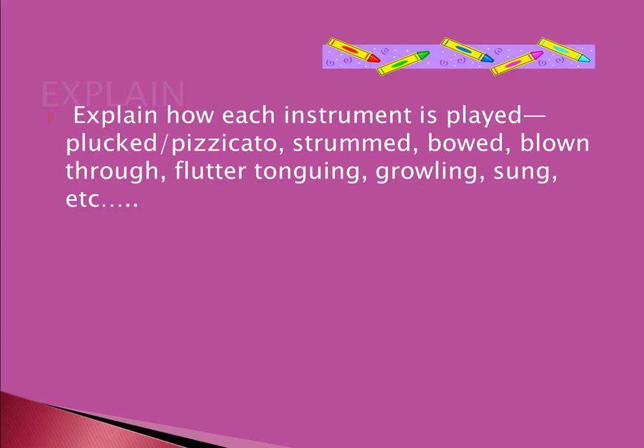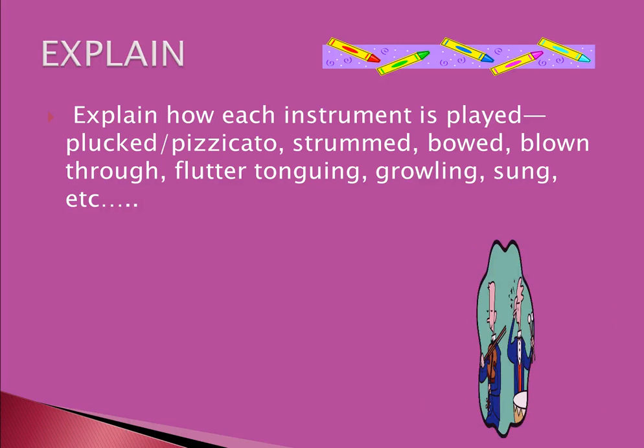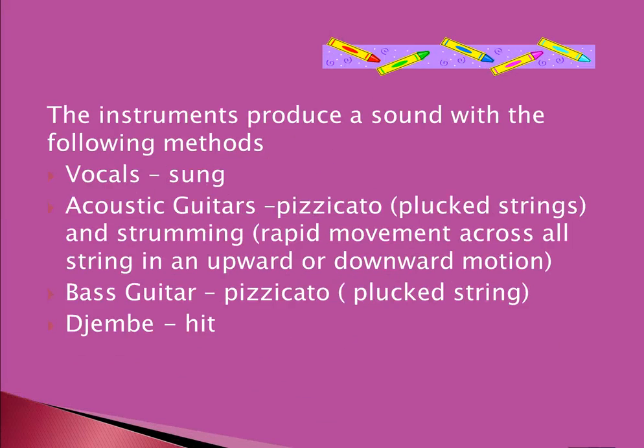Alrighty. Then you need to explain how each instrument makes a sound. So explain how each instrument is played, whether they are plucked or pizzicato, strummed, bowed, blown through, flutter tonguing in the case of a flute. There may be a growling sort of sound being made and produced, which often happens with saxophones. Are they sung, etc., etc. You need to list, as said, and explain how they are done.